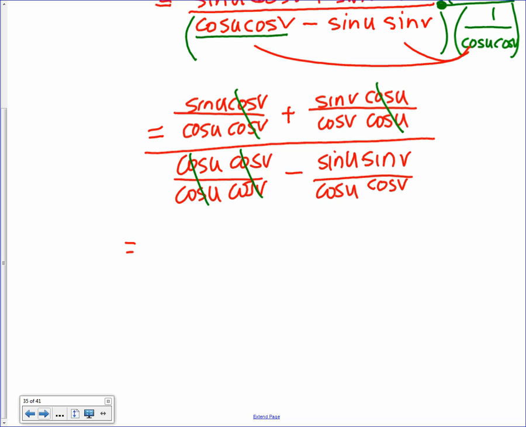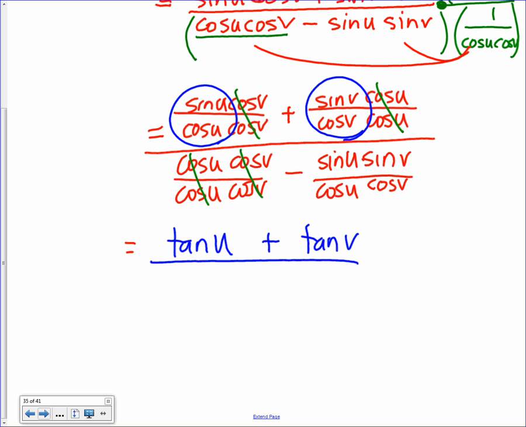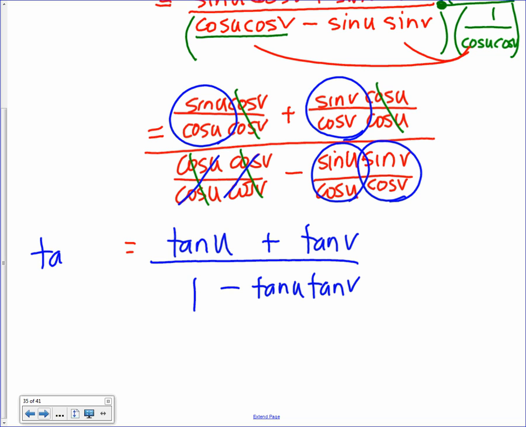Okay, so what am I left with? Sine u over cosine u is really just the tangent of u, plus sine v over cosine v is really just the tangent of v, over. Again, these two things divide out. I'm left with a 1, minus sine u over cosine u, which is the tangent of u, times sine v over cosine v, which is the tangent of v. So this is the tangent of u plus v, and we could do the same exact thing for finding the tangent of u minus v.